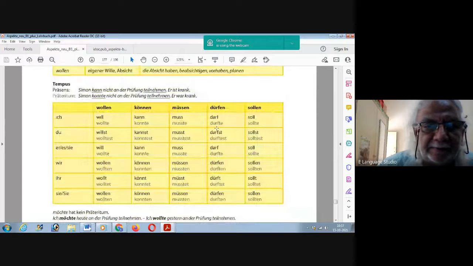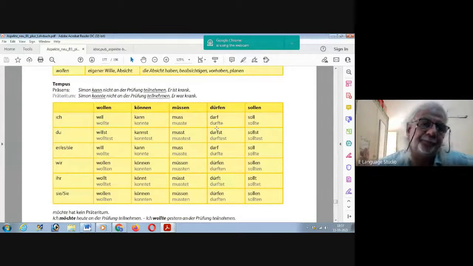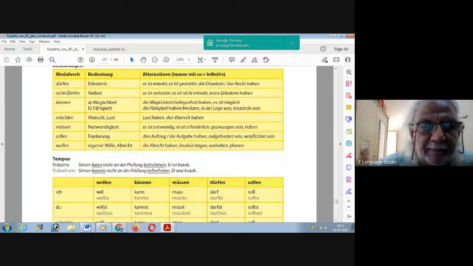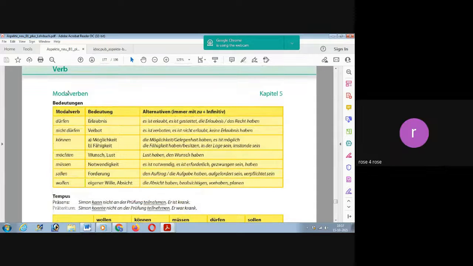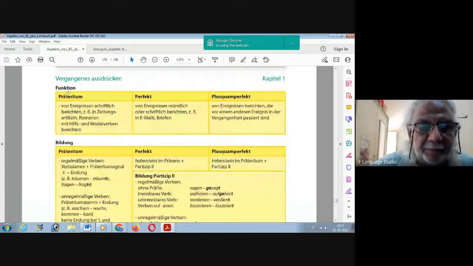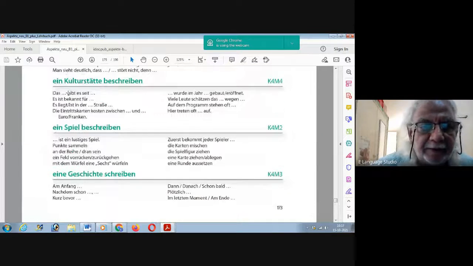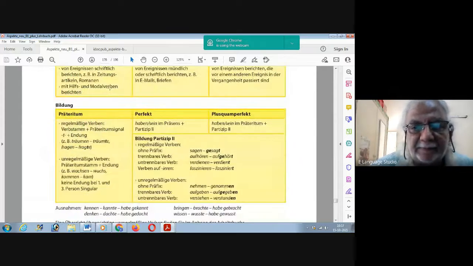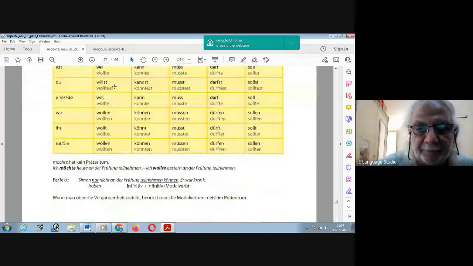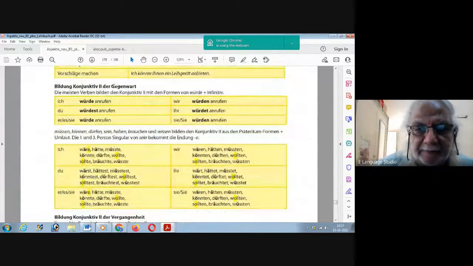At the end of the textbook there are these tables. See? Conjugation, usage, meanings of modal verbs. We'll be doing all of them. So what are the meanings of the modal verbs? What they mean when we use them, what is it that we want to say. Preteritum form, Perfekt. So it starts here. Capital 5, this is Modalverben.